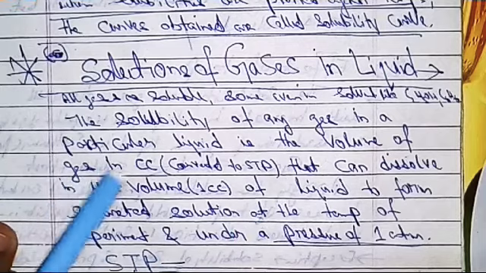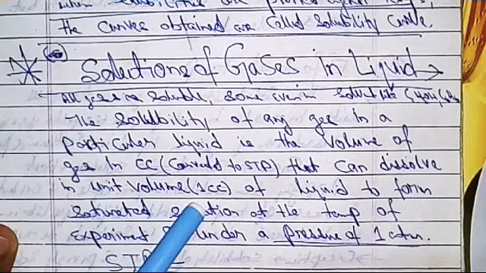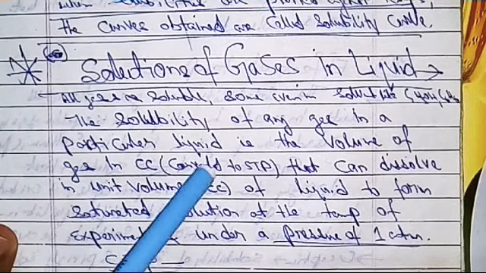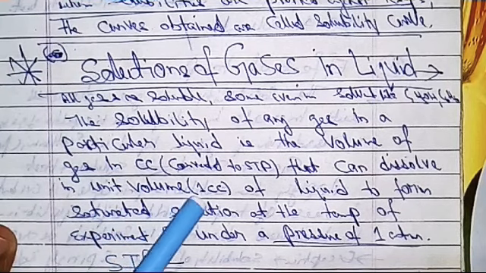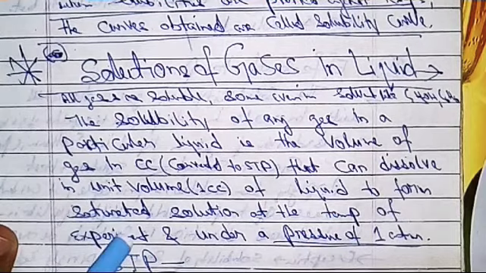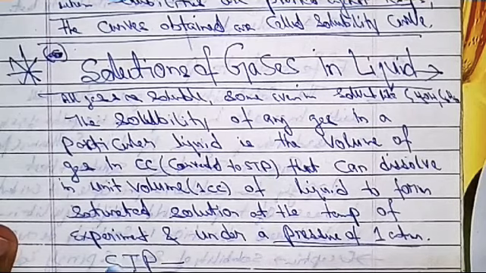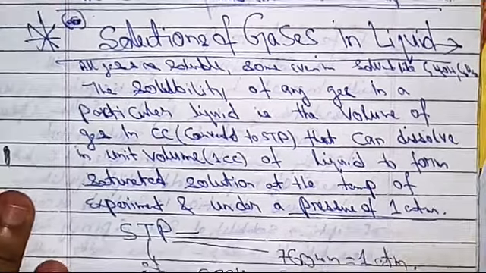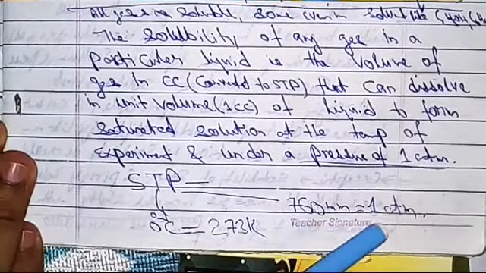It is the volume of gas. In which unit? In cc, that dissolves in unit volume. Unit volume means 1 cc of liquid. So how much gas is dissolving? The volume of gas in cc is getting dissolved in unit volume, that is 1 cc of liquid, to form which type of solution? A saturated solution at the temperature of experiment, meaning the temperature which we have taken, and under a pressure of 1 atm. This condition of temperature and pressure exists at STP, and we know the STP temperature is 273 K, and pressure is 760 mm or 1 atm.